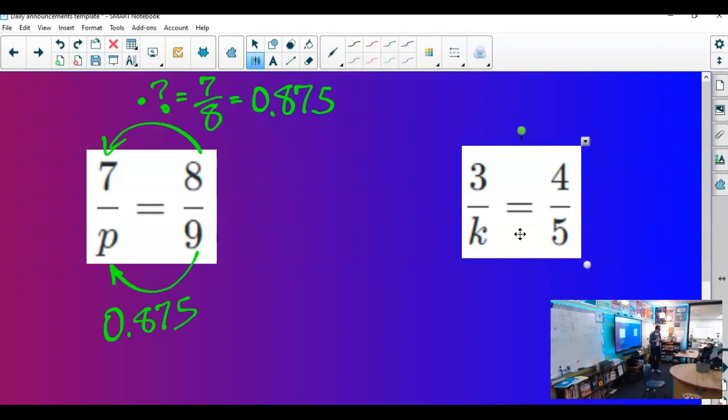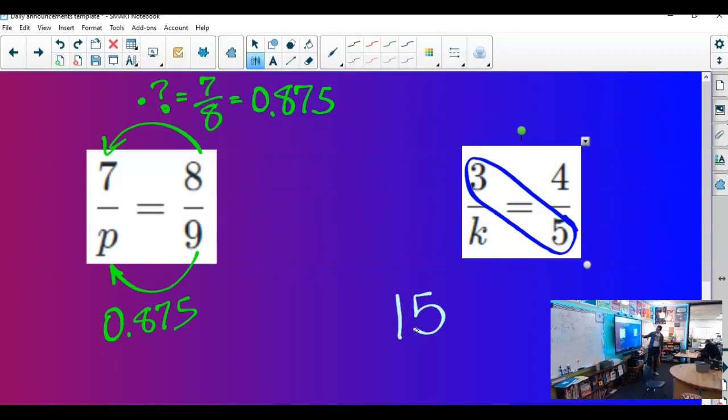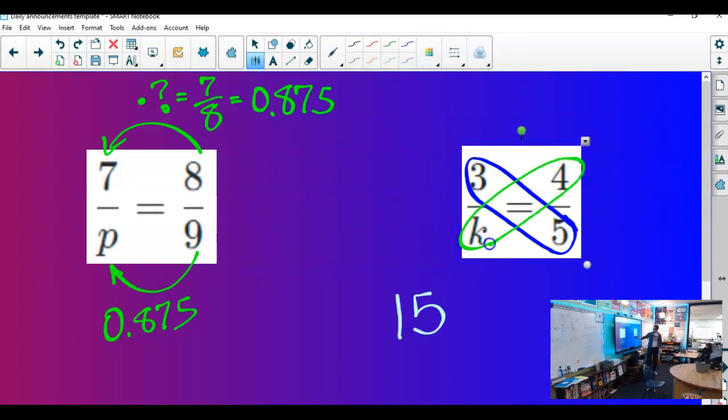All right. I'm going to do another one, but I'm going to do cross multiplication because you might like that technique better. If I cross multiply here, 3 times 5, 15, k times 4, 4k, or I can write k times 4, but writing 4k is better. And you might want to glance up here real quick if you're going to ever cross multiply.